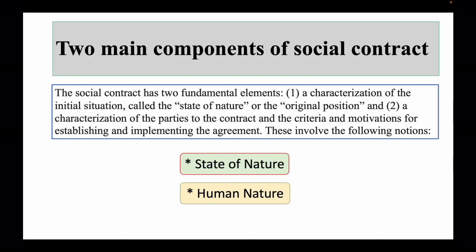Typically in contractarian philosophy, there are at least two elements. And these are, one, a characterization of the initial situation. Typically, this is known as the state of nature or the original position. And the second element is a characterization of the parties to the contract, and the criteria and motivations for establishing a social contract. So these involve the idea of the state of nature and human nature.